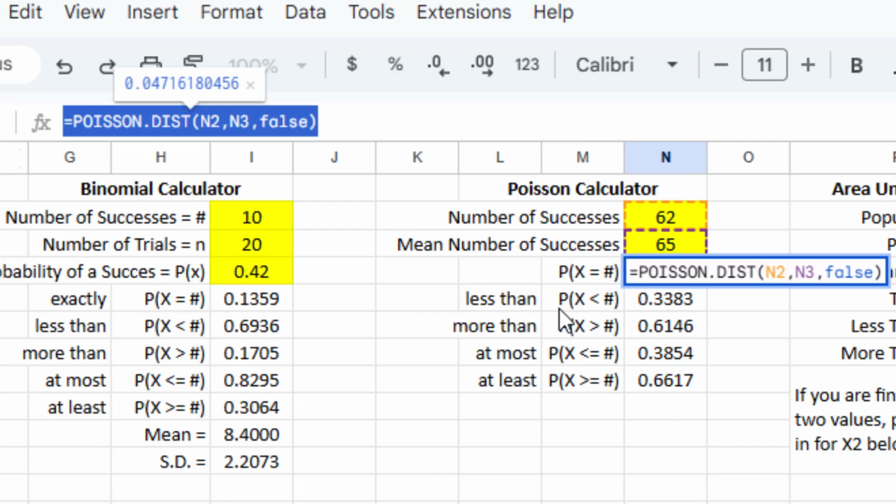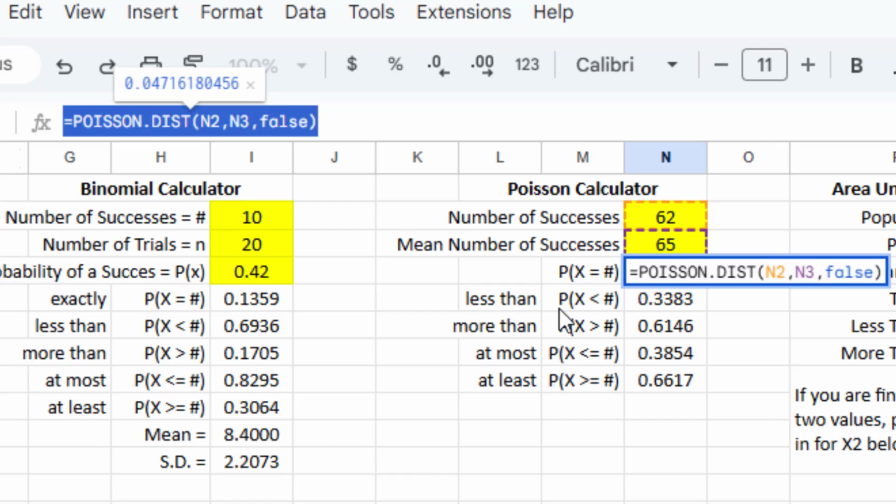So you just have to remember when to use each. The binomial is when you have a set number of experiments, right? A set number of trials, n, and then you're looking for a certain number of successes, x, within those number of trials. The Poisson calculator is you're still looking for a set number of successes, your x, but instead of having a set number of trials, n, you have a set interval of time.